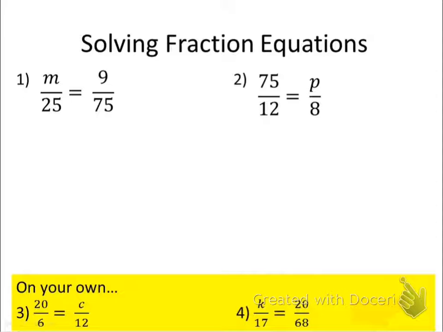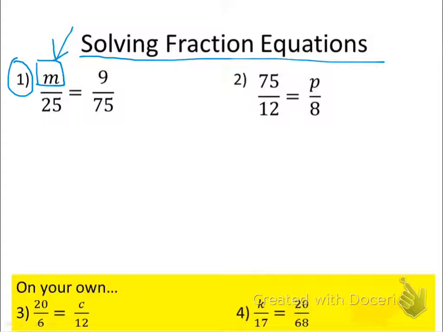Alright, in your notebook, I need you to write down solving fraction equations and write down this question. We're going to get started on it. To solve this equation, what it's asking you to do is solve and find out what this m means. To do that, we have to get the m by itself on this side.